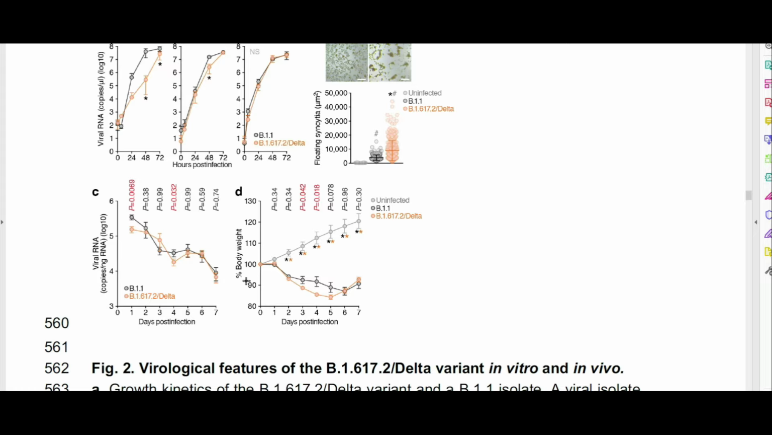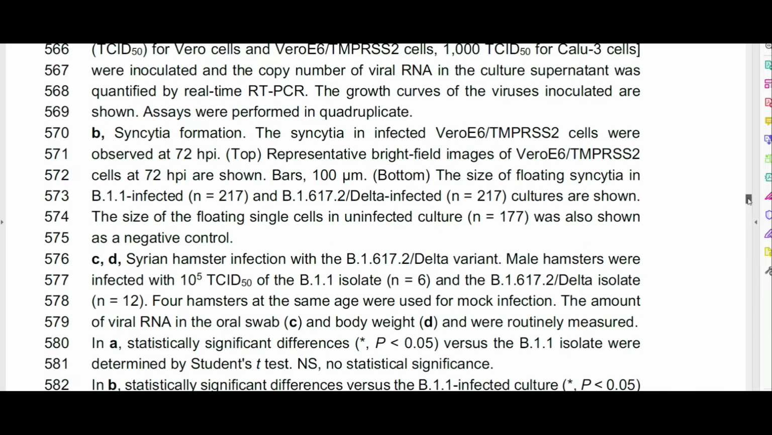Down here is actually looking at the body weight of hamsters that have been infected, well, either uninfected, infected with the B.1.1, or infected with the Delta variant. And we see, so body weight being sort of a measure of how healthy the animal model is, that the body weight goes up with the uninfected version, and then with the infected, either with the B.1.1 or with the Delta variant, the body weight goes down, which is an indication that the hamsters they used were made sick by this.